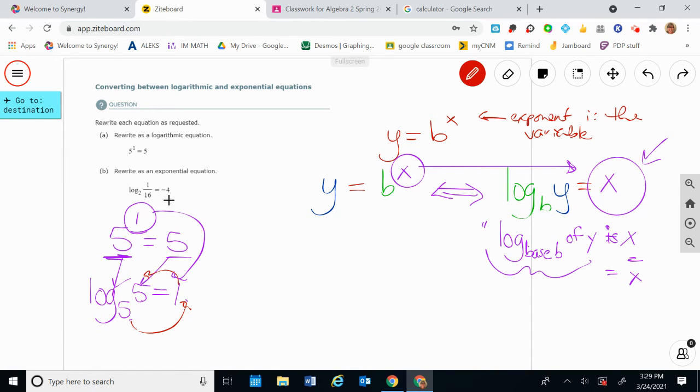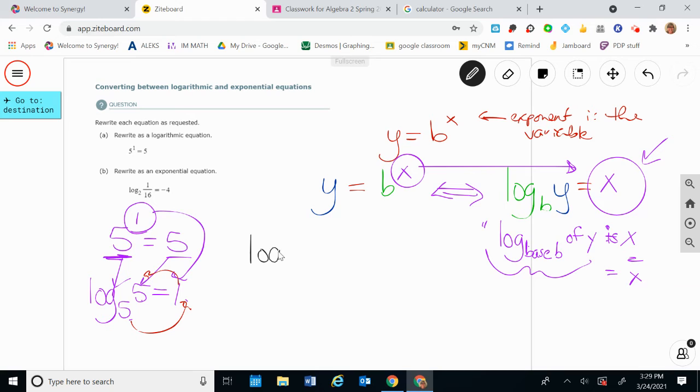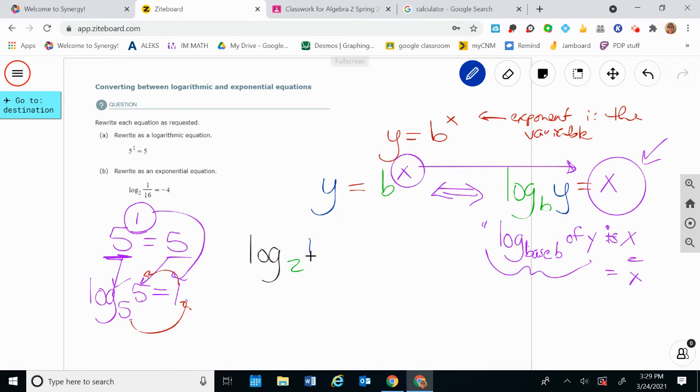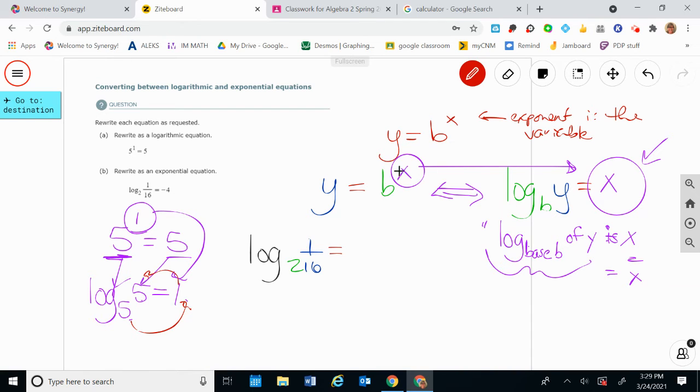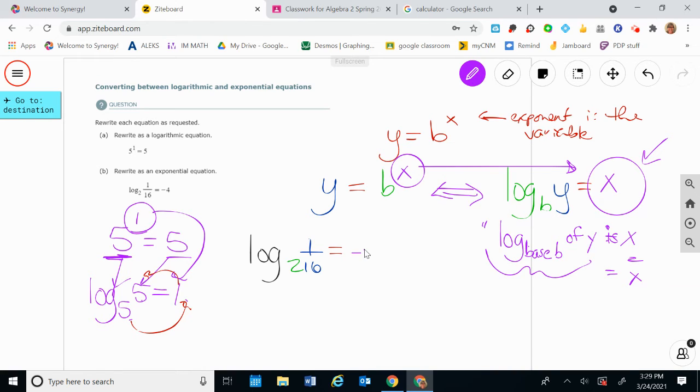Okay, so log base 2 of 1/16 equals -4. So it goes like this: log, you've got the base b, log base 2, of 1/16, which is the y, which is what color? Blue. Okay? 1/16 equals -4. It's purple. Okay.